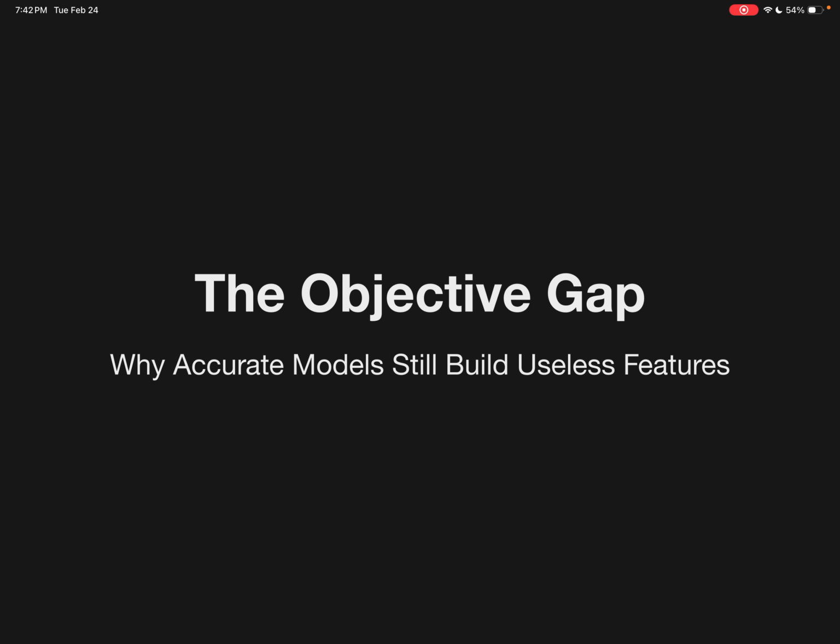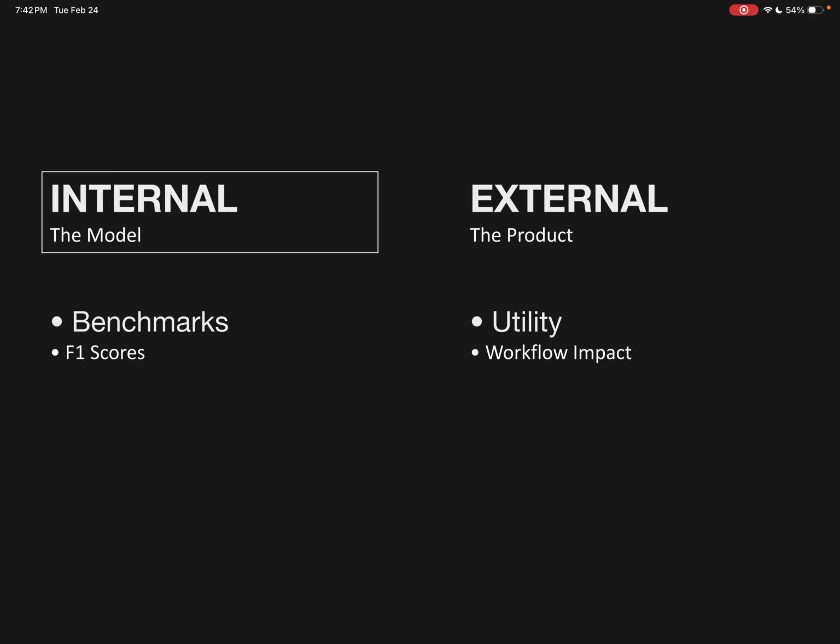Are we optimizing for model intelligence or for margin? In AI, it is dangerously easy to optimize for intelligence while completely ignoring utility. This is how you build something impressive that no one actually needs. The objective gap is the distance between what a model does and what a business requires.